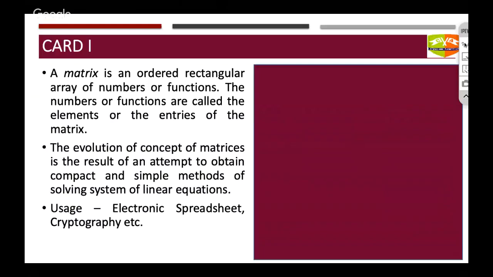Matrix is an ordered rectangular array of numbers or functions. What do I mean by this statement? Let me go a little bit back into the history of the evolution of matrix and why it was evolved. Matrix was evolved when we were attempting to solve linear equations. We all know how to solve linear equations by substitution method or elimination method.